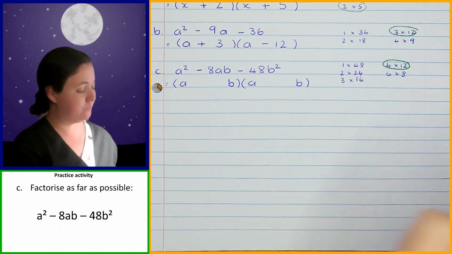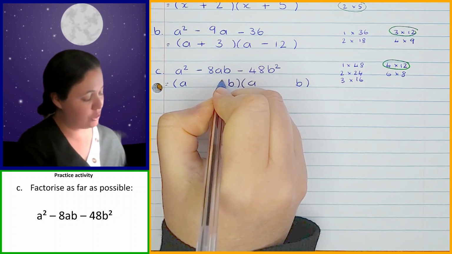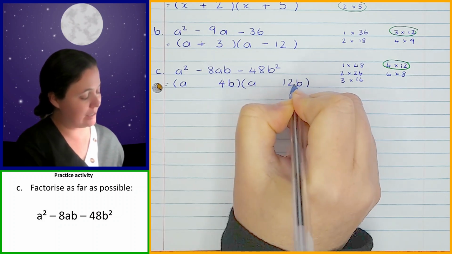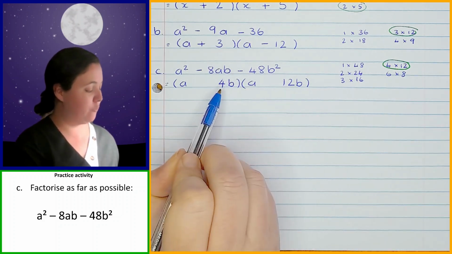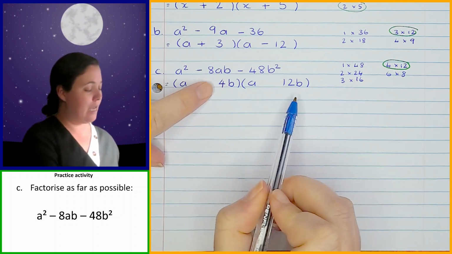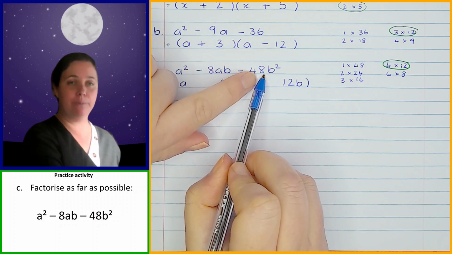Okay, so now 4 goes in one. It's just going to go right in front of that b. And 12 goes in the other, also as a coefficient of that b. So now I've got 4b and I've got 12b. And when I multiply those together, I'm going to end up with 48b squared.